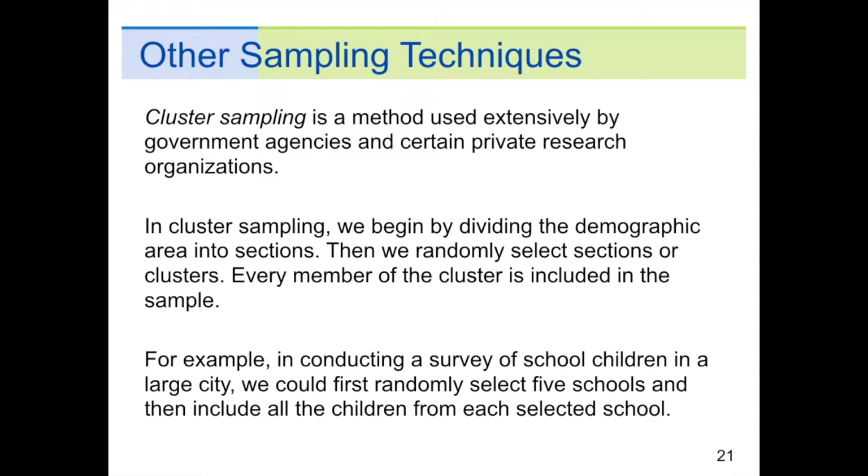In cluster sampling, we begin by dividing the demographic area into sections. Then we randomly select sections or clusters. Every member of the cluster is included in the sample. For example, in conducting a survey of school children in a large city, we could randomly select 5 schools and then include all the children selected from the school.